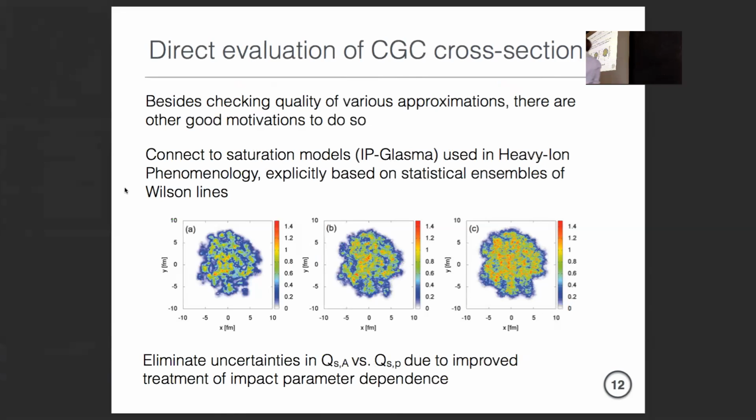Now I want to address the direct evaluation of this actual CGC cross section. This is interesting not only to check approximations, but also to connect this with the saturation models that we use in heavy ion physics. Oftentimes we don't write down a dipole scattering amplitude, but these models are defined by statistical ensembles of Wilson lines, which are snapshots of how the color field of the nucleus looks.